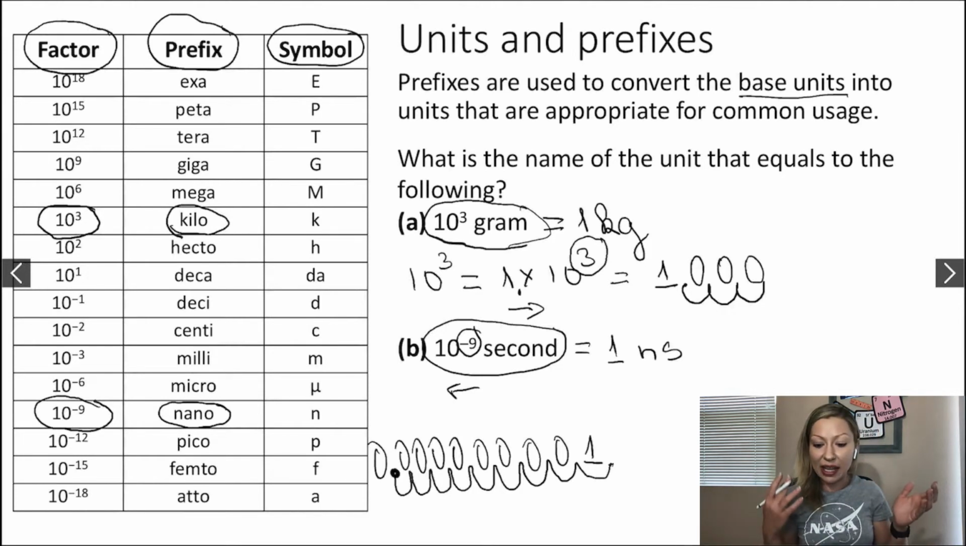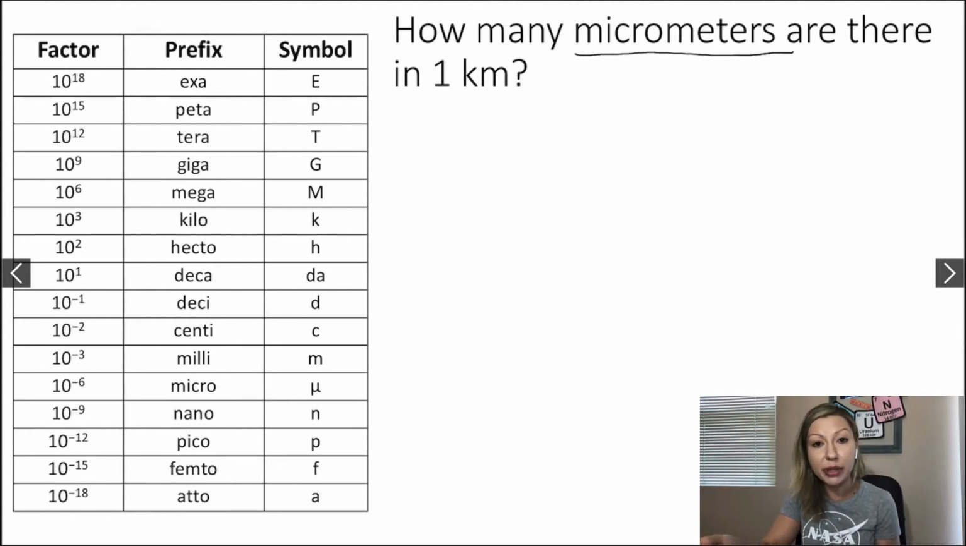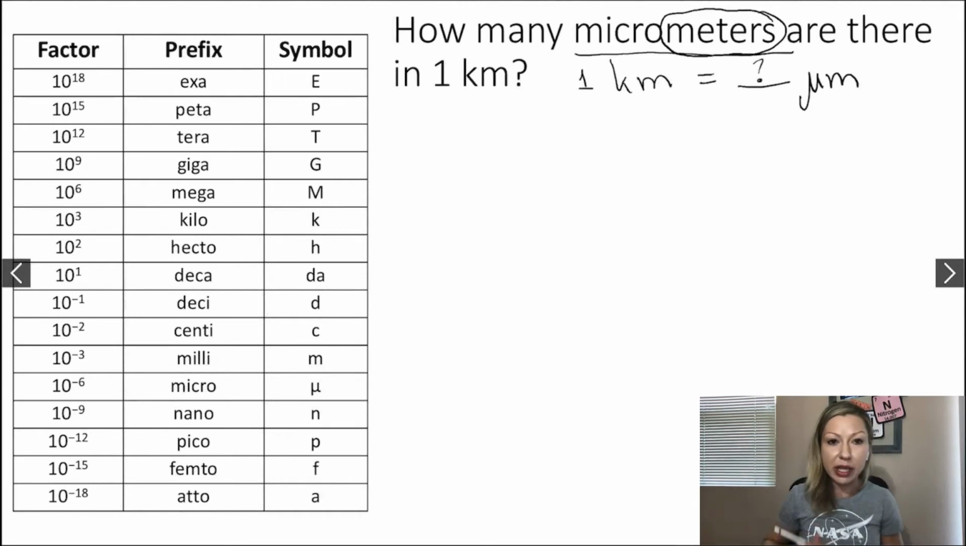Let's take a look at a different question, and let's try to find how many micrometers there are in 1 kilometer. Well, the first question is, what is the base unit? So the base unit is going to be meters. And we are looking for micrometers in 1 kilometer. So 1 kilometer equals how many micrometers?